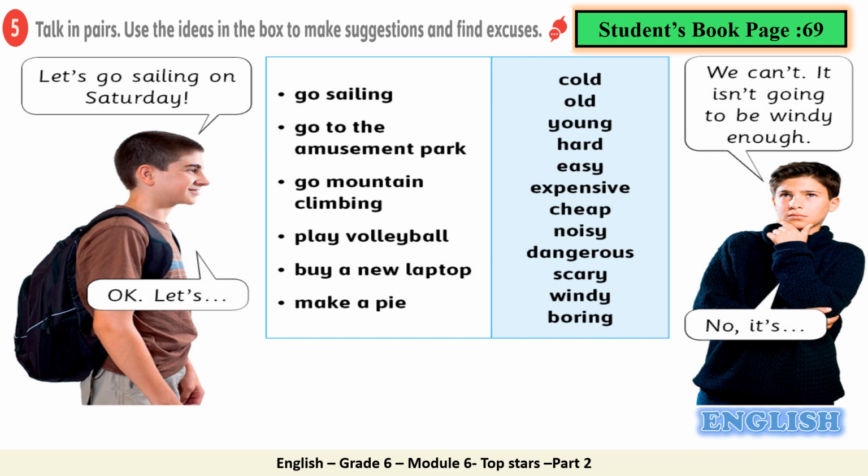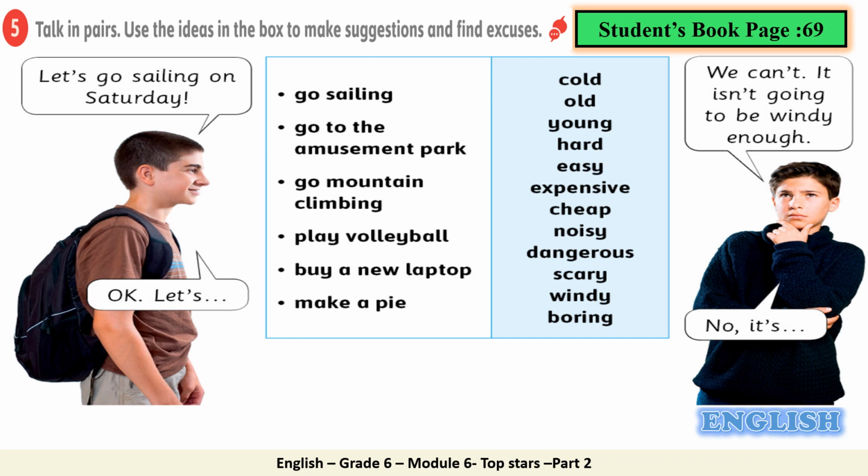Remember, after let's, we use the verb infinitive, so we can easily make suggestions out of the column A, like let's go sailing, let's go to the amusement park, let's go mountain climbing. We don't change anything in the verb, so the verb stays as it is. Let's go play volleyball, let's buy a new laptop, let's make pie.